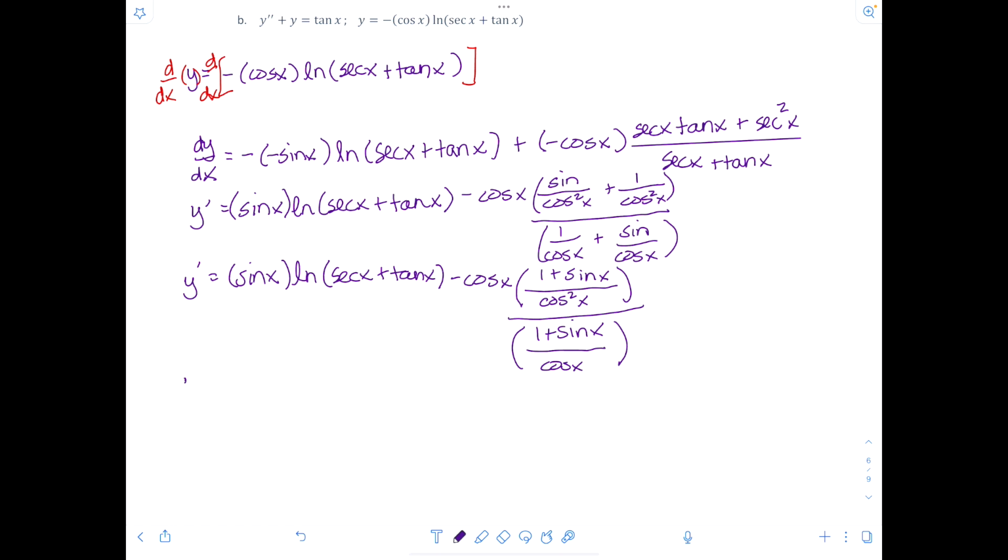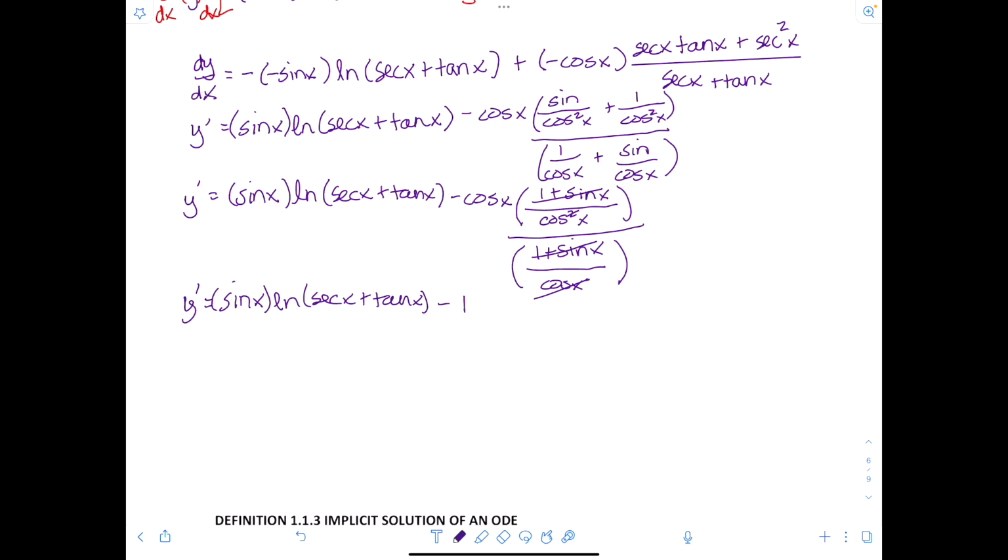So y prime will be sine x times natural log of secant x plus tangent x. Now, the 1 plus sine x's are going to divide out when we invert and multiply. One of the cosine x's in that first part will divide out, and the bottom one will completely divide out. Then we're going to have cosine x divided by cosine x, which is just 1, right? So we'll have minus 1. Pretty amazing, isn't it?